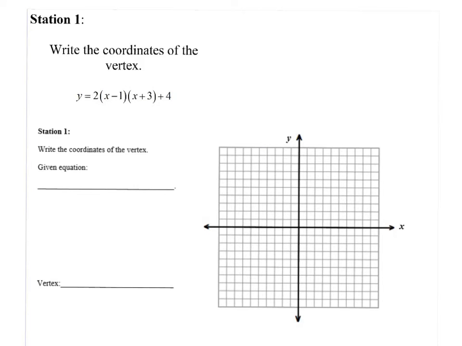Okay, so if I was here today, which I'm sorry I'm not, we would do stations around the room, but instead we're going to do the work together on the board and in your packets. So find the station capture sheet in your packets. And the problem for number 1, they give you this equation, so go ahead and write it here on the blank.